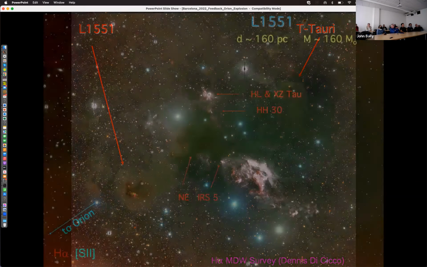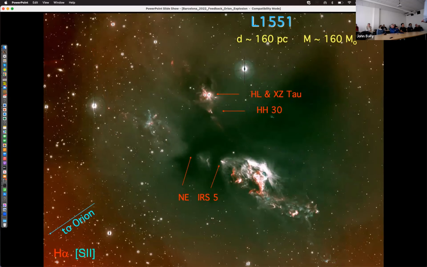So I'm going to zoom into L1551. This is an H alpha and sulfur 2 image in these colors. That's the direction to Orion. You see a 150 solar mass cloud and about a dozen total stars, including some very famous ones. IRS-5 provides a spectacular parallel shock complex. And it blows out of the cloud. There's a galaxy. There's a shock. Nothing to do with the galaxy. It's a line of sight superposition.